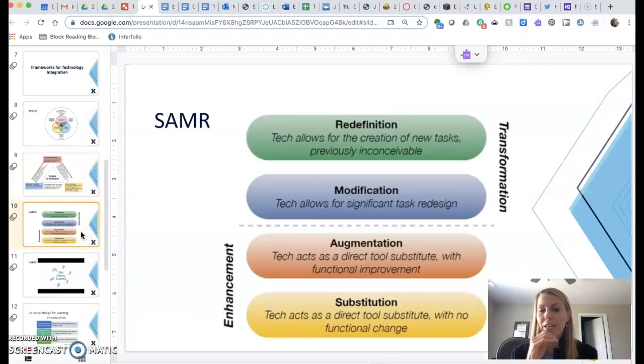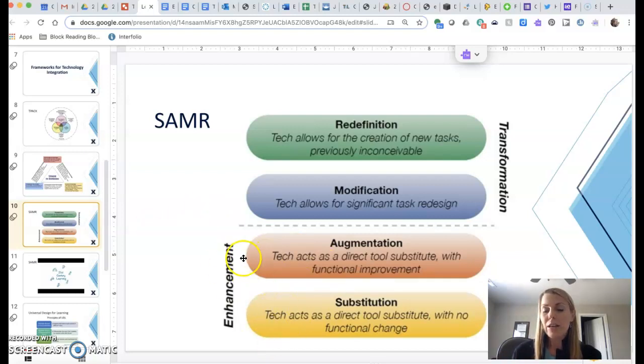The next framework is the SAMR model, which stands for substitution, augmentation, modification, and redefinition. And this is really a framework to help teachers kind of think through what they're doing with technology. So are they using technology really to transform their teaching, or are they using technology kind of as a replacement for what they were doing already? And so is technology being as impactful as it could be?